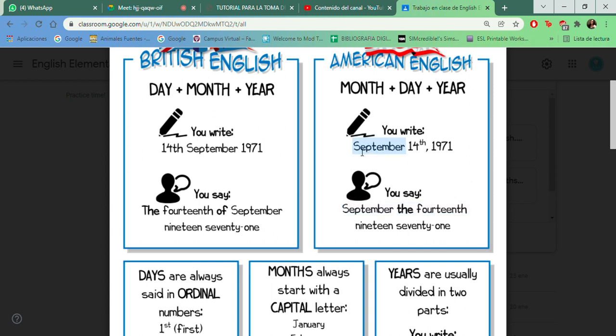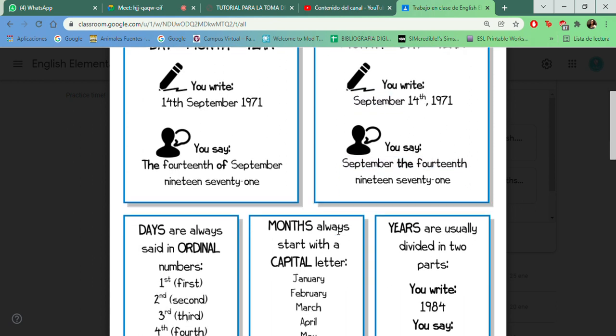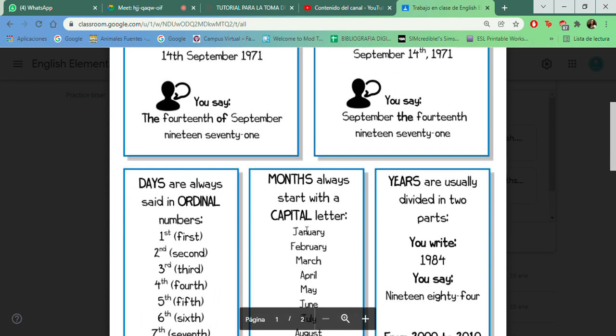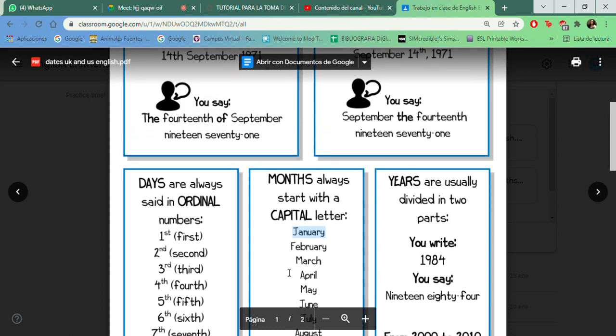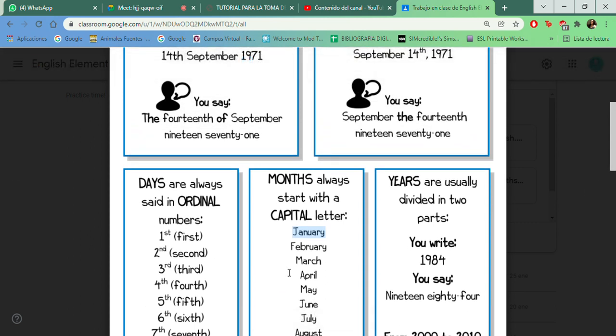So you write this and remember, months go with capital letters, as well as days of the week. Days and months go with capital letters. January, February, you can see that is capital letters.